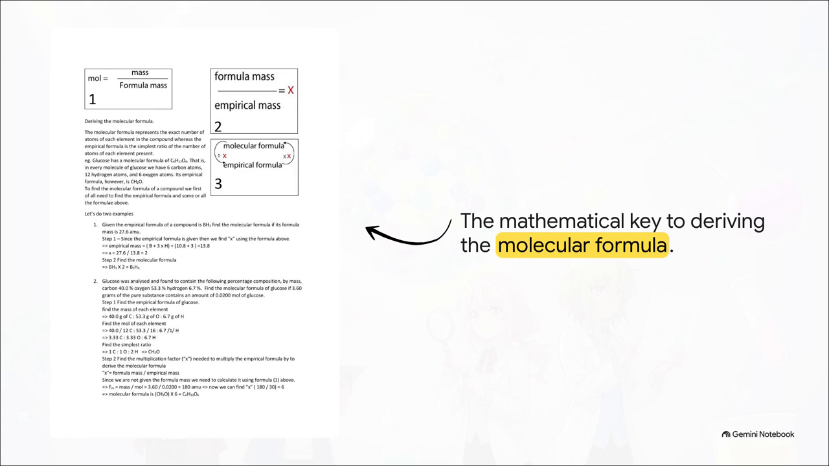This brilliantly illustrates how we actually find that integer multiple. We just take the actual formula mass of the entire molecule, which scientists can figure out in the lab using tools like a mass spectrometer, and we divide it by the mass of our empirical formula. That gives us our magical multiplier, which we'll call x. Once we have x, we simply multiply the subscripts in our empirical formula by this number, and we're golden.